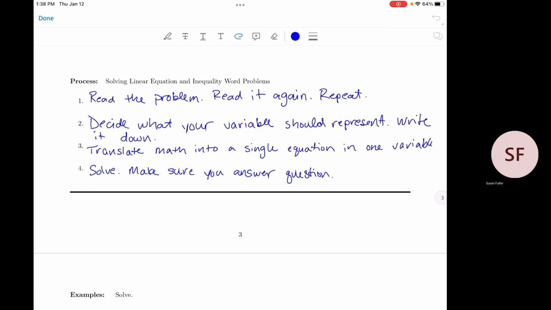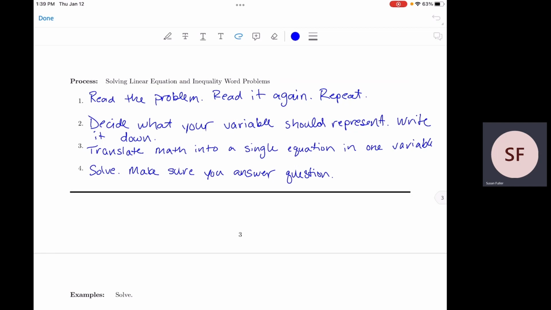This is our general process for solving word problems. This will really work for any kind of word problem. We are coming up with linear equation and linear inequality word problems right now. So really what that's going to mean is the single equation in one variable is kind of our goal. That's the linear part of this. But this is kind of our general process for word problems.